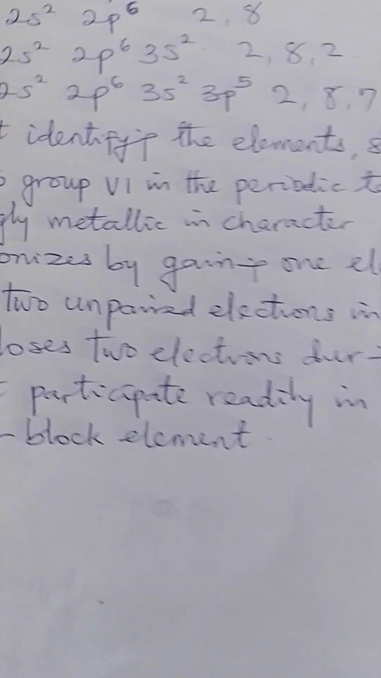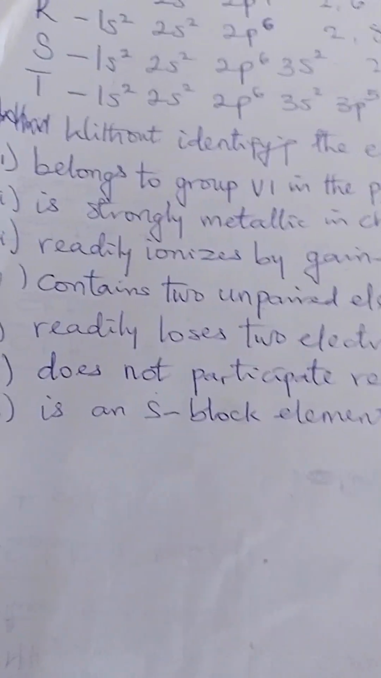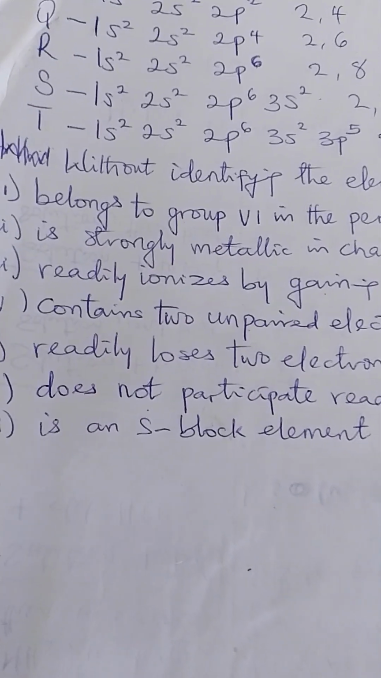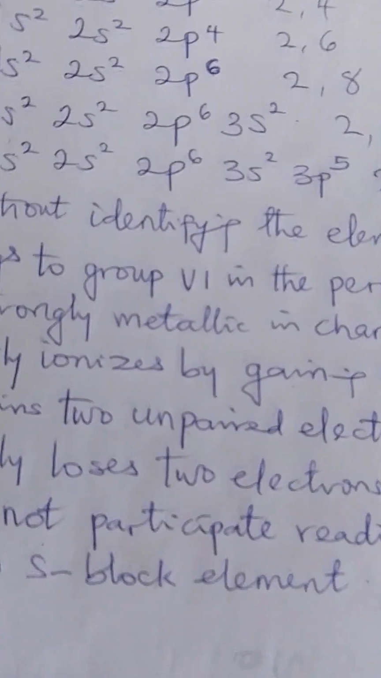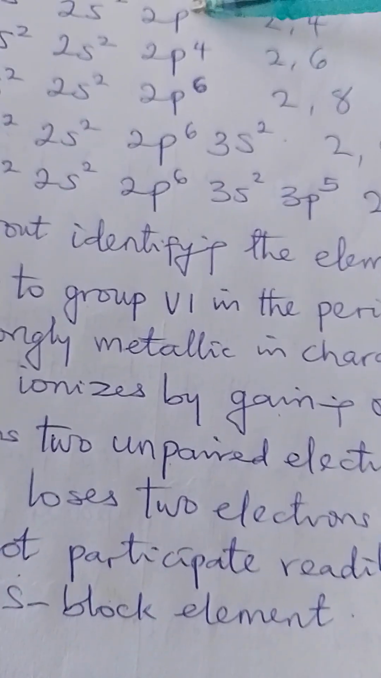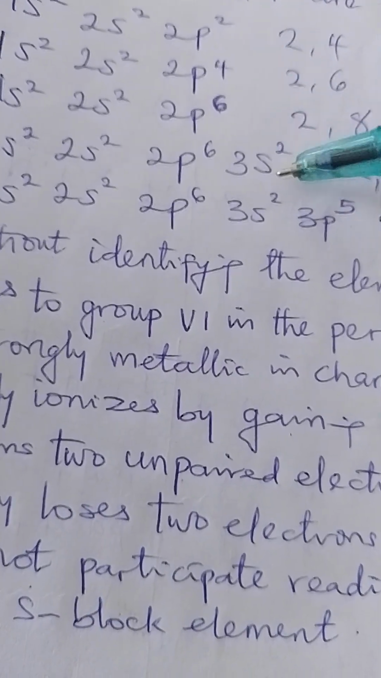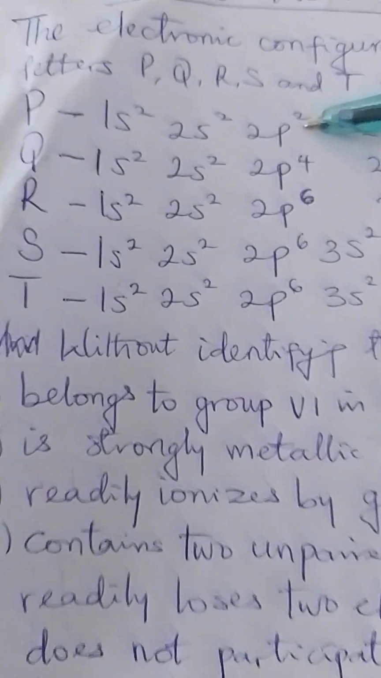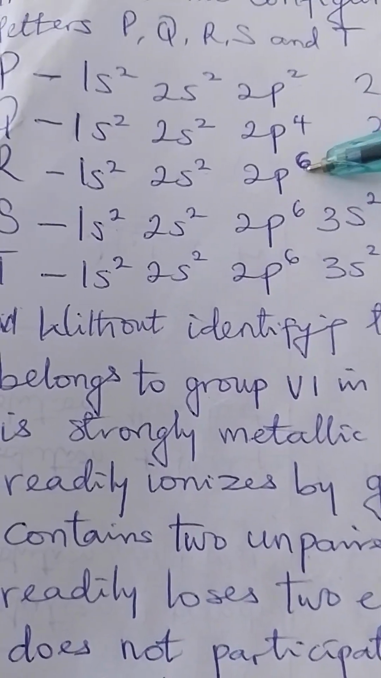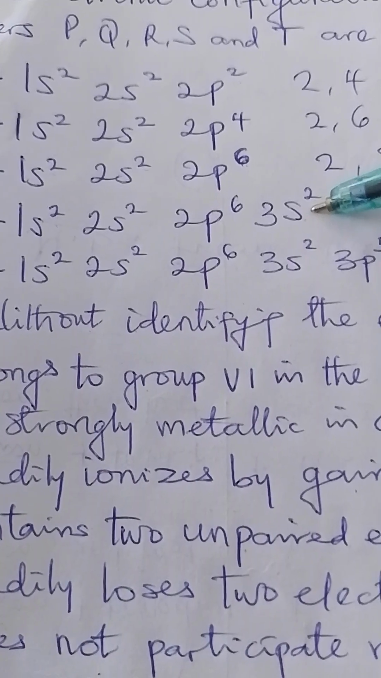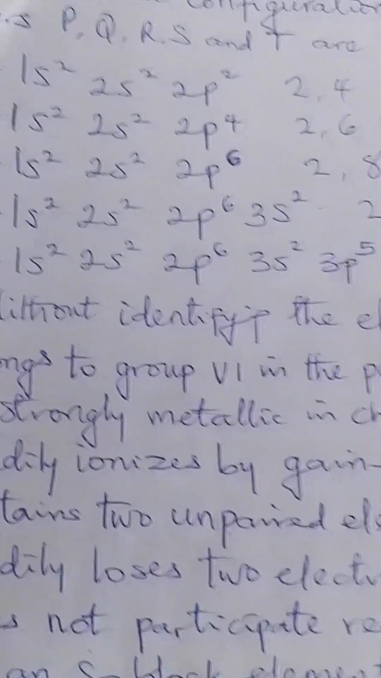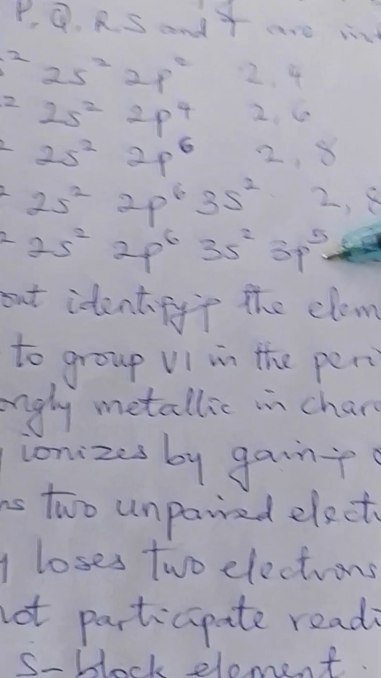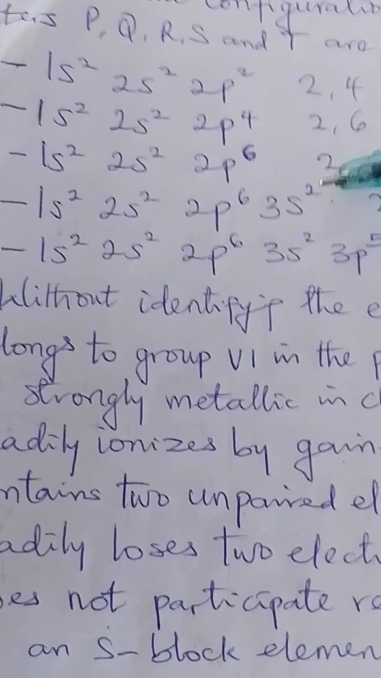Now the last one says, which one is an S block element? How do you determine which element is S block, P block, D block? That is the last energy level. So which of these has its last energy level in S? That's what you see. This energy level ends in P. This is a P block element. This is a P block element. This is a P block element, and this one ends in S. So this is S block element. This one ends with P. This is P block element. So the element that is an S block element here is S.